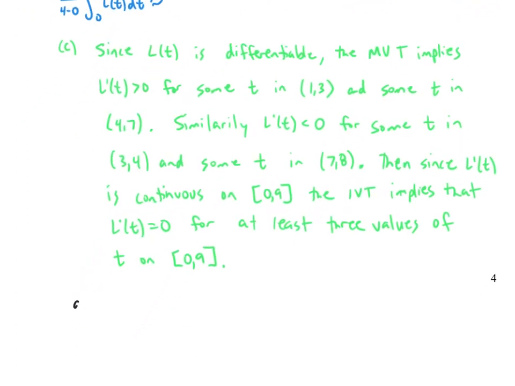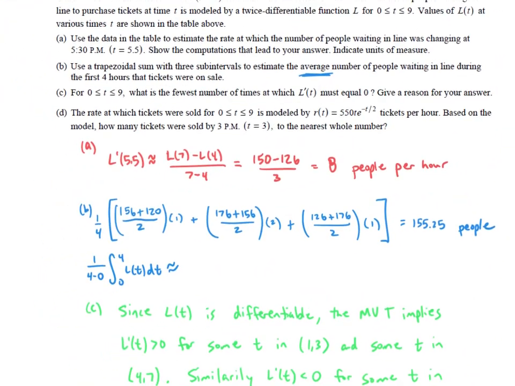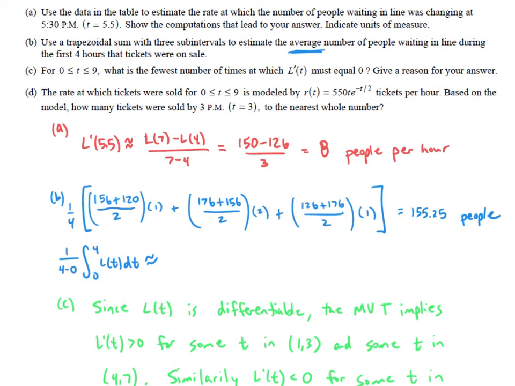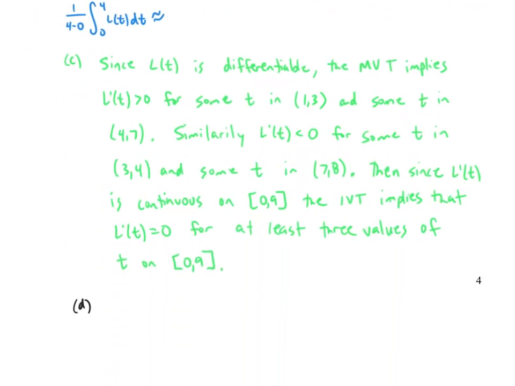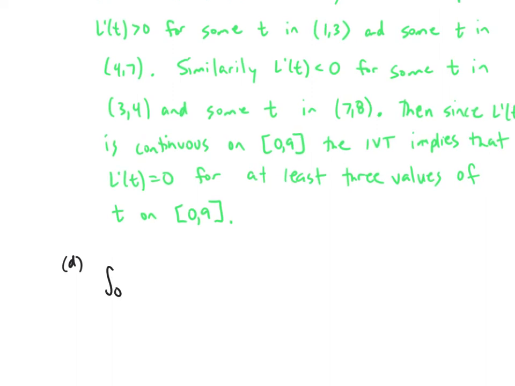All right, let's take a look at D. D is very quick. D says that the rate at which tickets are sold is modeled by R of t, and based on the model, how many tickets are sold by 3 o'clock to the nearest whole number. So what that means is that we're going to integrate, we're going to accumulate all of these sales, and we get 972.784. This is math 9 in your calculator. And if we were to round to the nearest whole number, we would have approximately 973 tickets sold during that period of time. Okay, that does it for this particular FRQ.